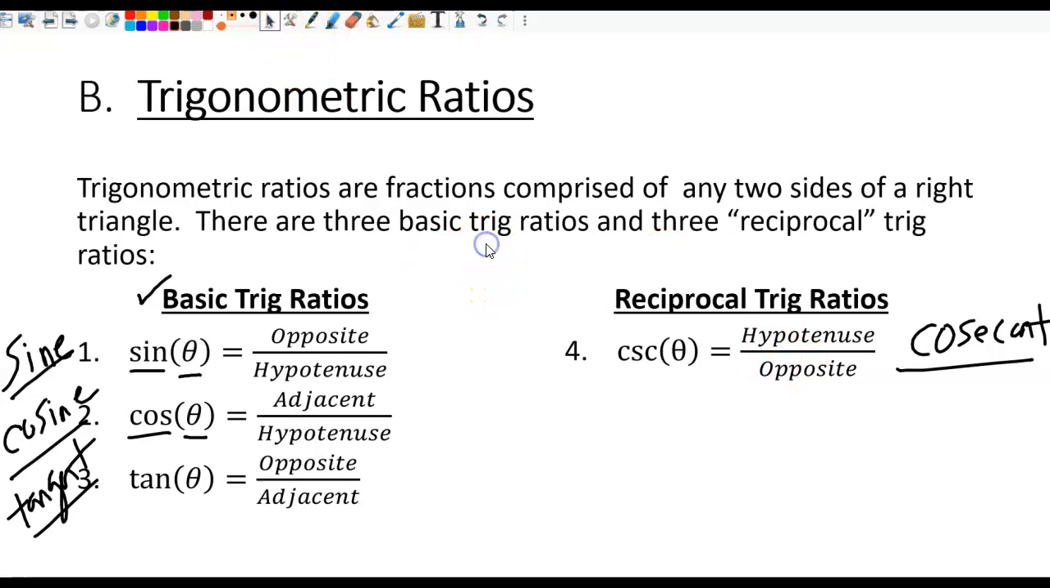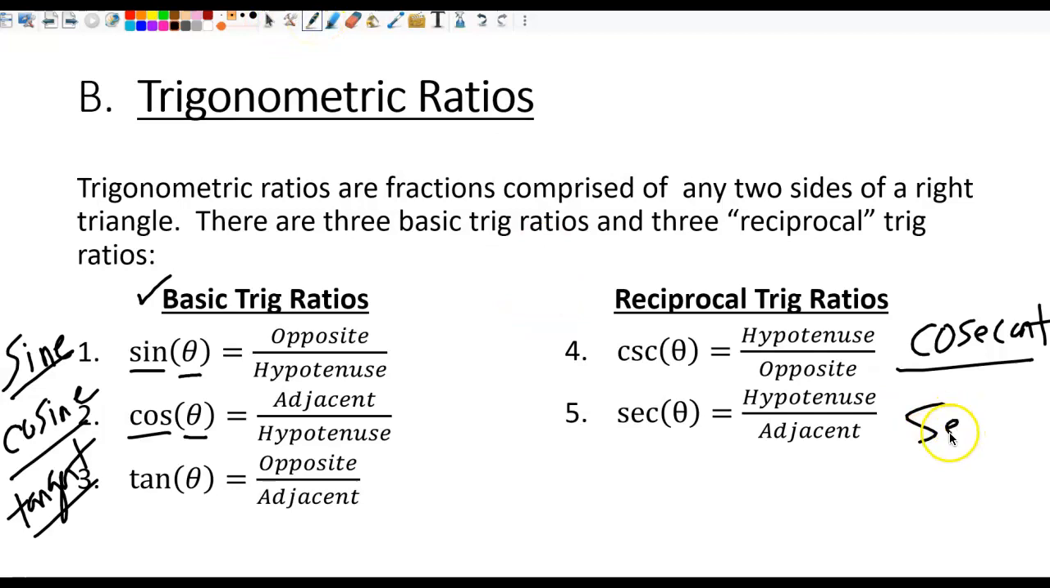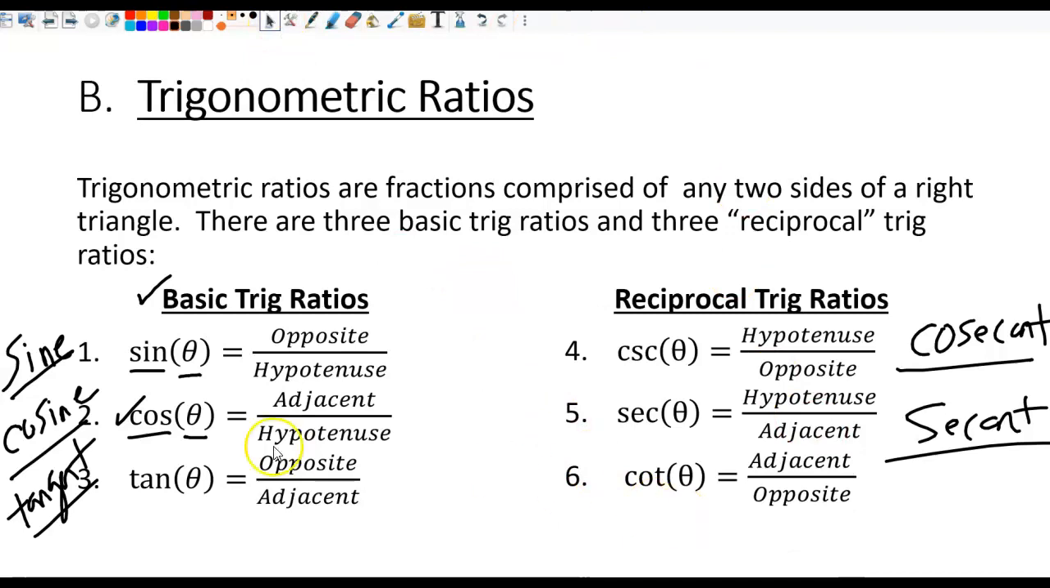Let's take a look at another one here. SEC. That one stands for secant. Secant is the reciprocal of cosine. So since cosine is adjacent over hypotenuse, secant is hypotenuse over adjacent. And then lastly, we have cotangent, which is the reciprocal of tangent. Tangent is opposite over adjacent, so cotangent is adjacent over opposite. It's abbreviated COT, but it is spelled cotangent. Okay, so those are the 6 trigonometric ratios.